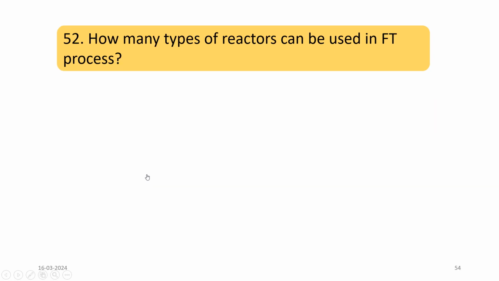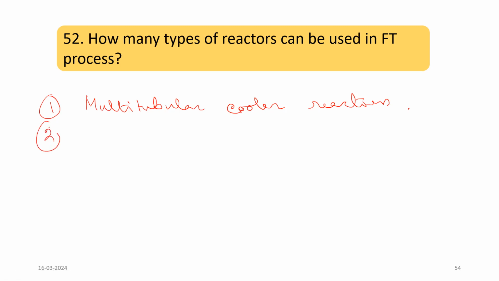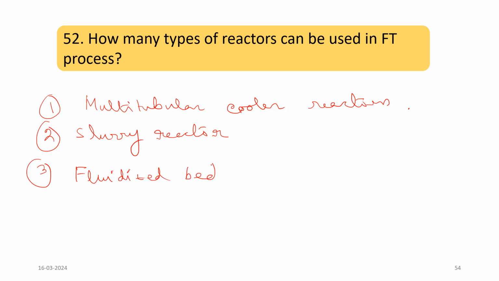Next, how many types of reactors can be used in the FT process? The first type of reactor is the multitubular cooler reactor, where multiple tubes are used for cooling. Second one is the slurry reactor, where solid catalytic particles are suspended. Third one is the fluidized bed reactor.